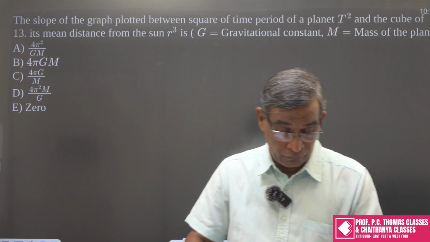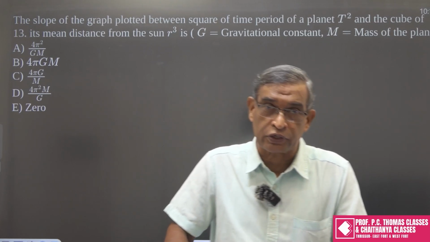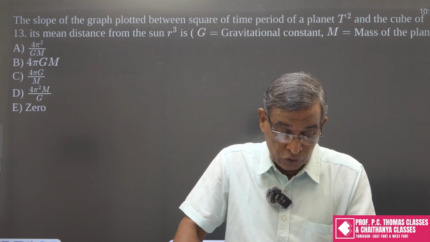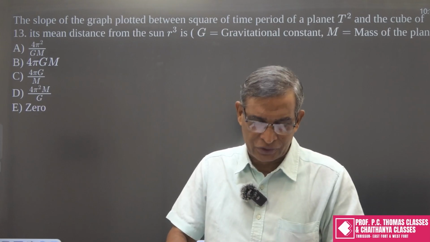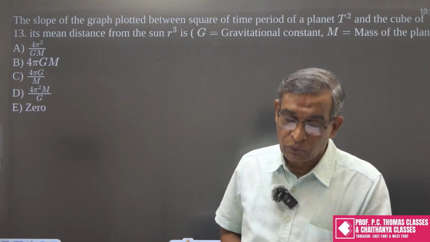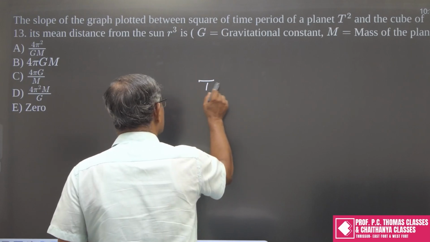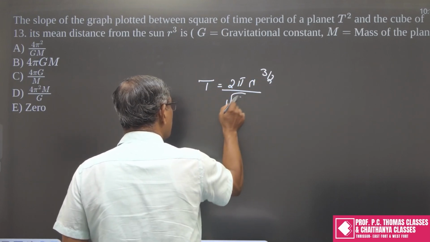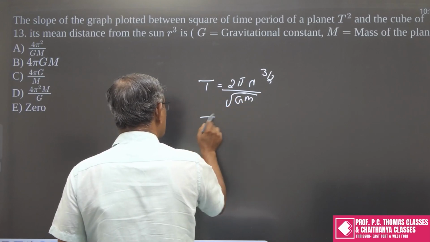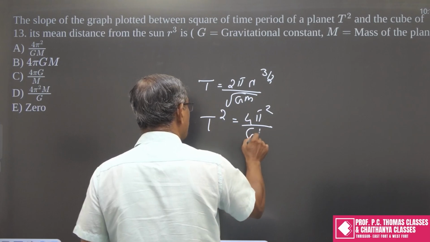The slope of the graph plotted between the square of the time period, T squared, and the cube of the mean distance from the Sun, that is the semi-major axis. Now you know the time period equation. The time period in a central force field is T equals 2π r^(3/2) by √(GM), or T squared is equal to 4π² r³ by GM.